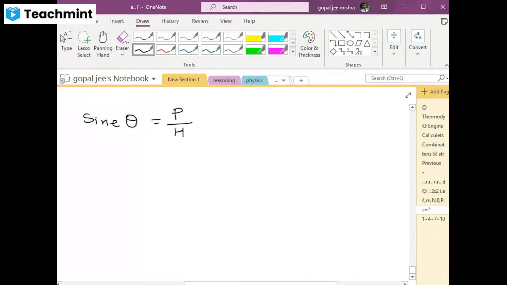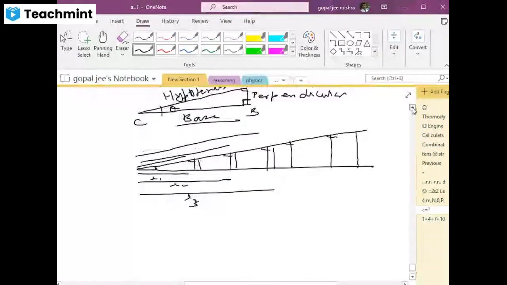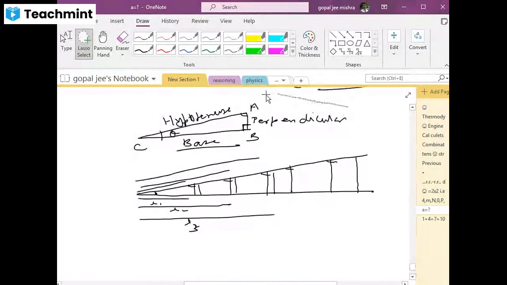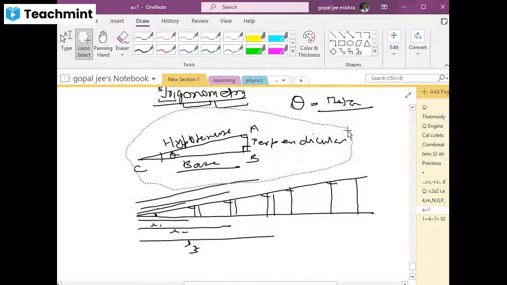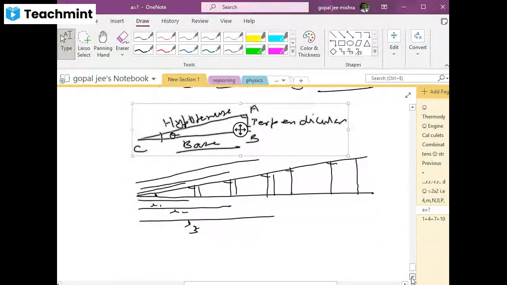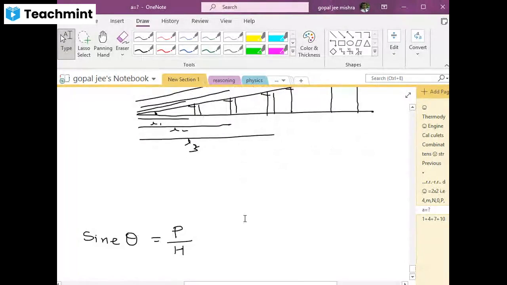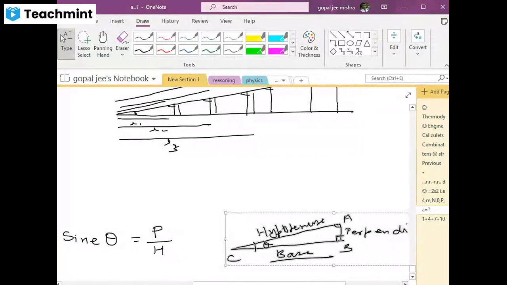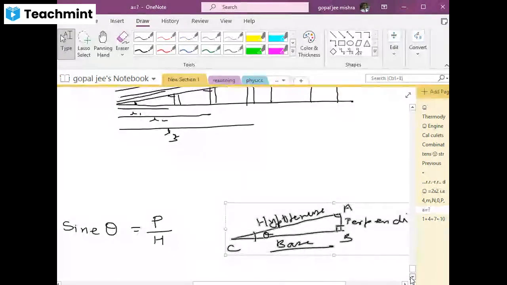Perpendicular to hypotenuse. It means what? The ratio of the side opposite to this angle theta that you have considered. Let me bring this angle in front of those ratios so that it will be easier for you to understand. Beta, are you able to see this? Yes. Now it will be easier for us.